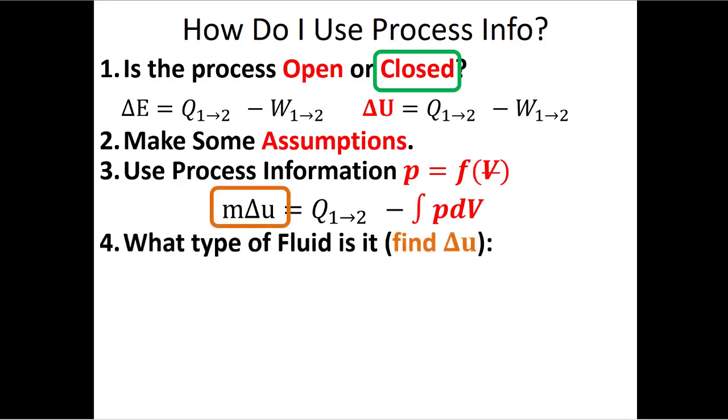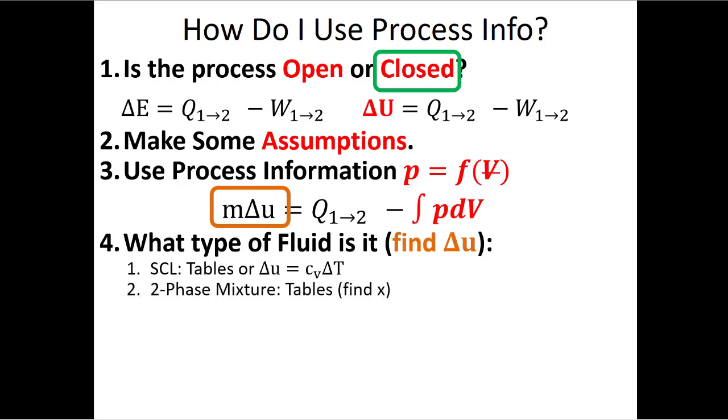Now I got to think, what's in my system? What kind of fluid am I talking about? How am I going to find U or delta U? So how do I define the specific internal energy? And that all comes down to knowing what the fluid is. If it's a subcooled liquid, I can use tables. I can use that delta U is equal to CV times delta T, or I can use that U of a subcooled liquid at a given temperature is approximately equal to UF at that same temperature.